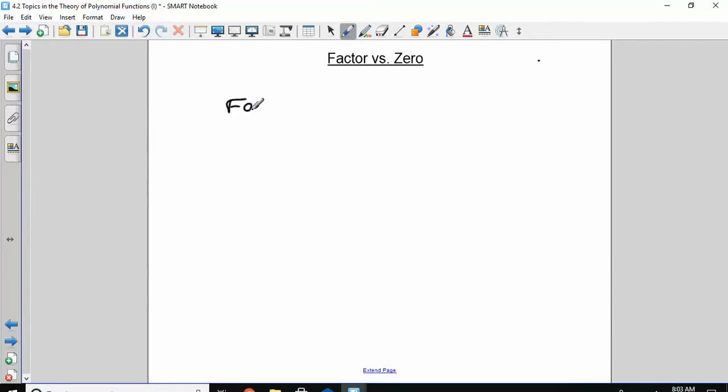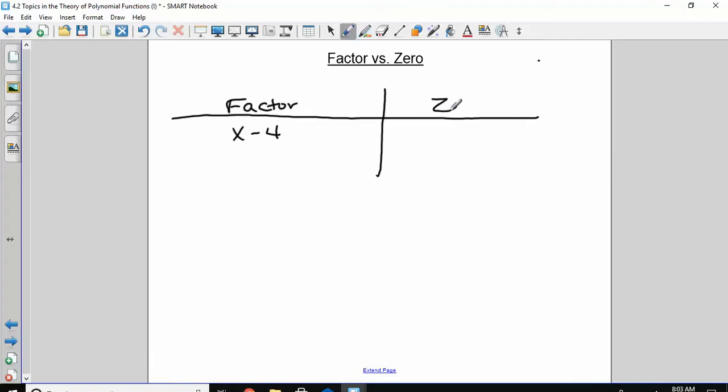When I talk about a factor, it has an x in it. So a factor would be like x minus 4. A zero is just a single number that makes that equal 0. So if x minus 4 is the factor, what would be the 0 for that?